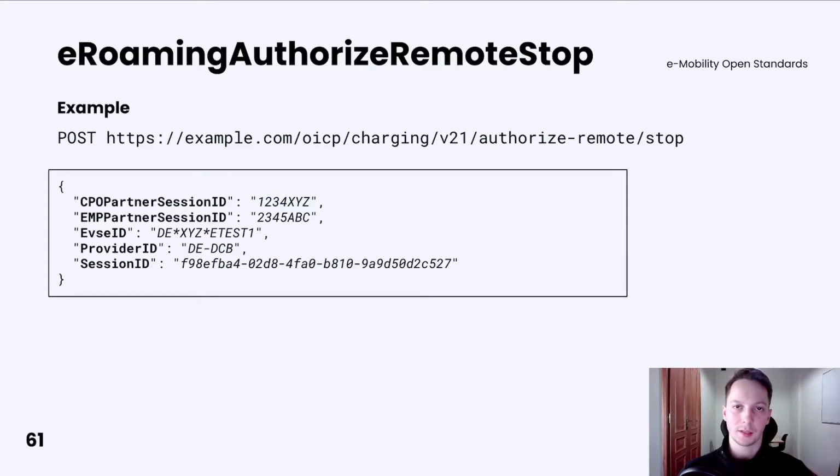As you can see on example, the request is very simple. You need to provide ev-cpo ID, session ID, and provider ID. As a response, you may expect acknowledgement message.